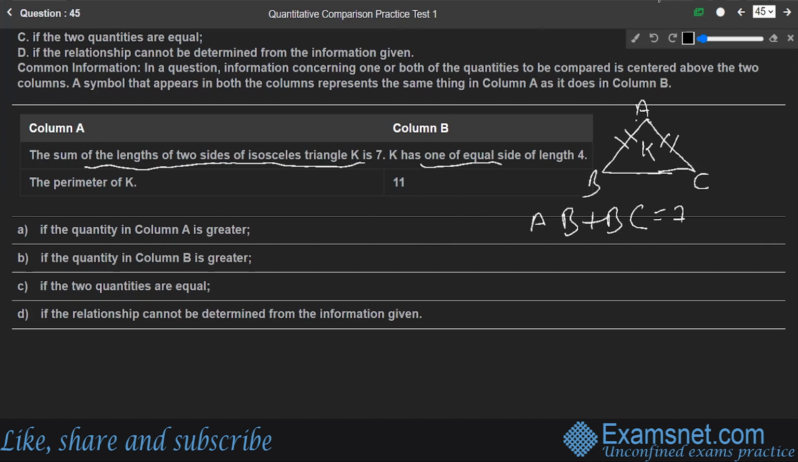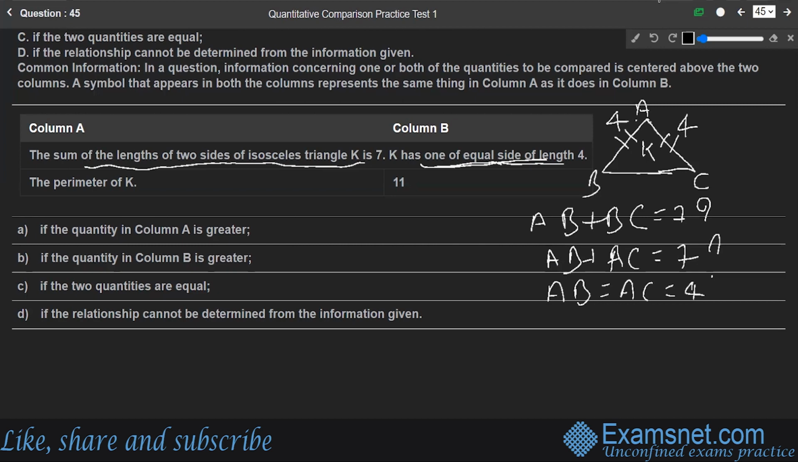K has one of the equal sides of length 4. So this can help us. We are saying this could be AB plus BC equal to 7, or rather AB plus AC could also be equal to 7, the sum of two equal sides. So there is a confusion between these two things, but that confusion dies out when the next information is provided: K has one of the equal sides of length 4. So if one of the equal sides is 4, then the other side is also 4. So we can write AB is equal to AC is equal to 4.